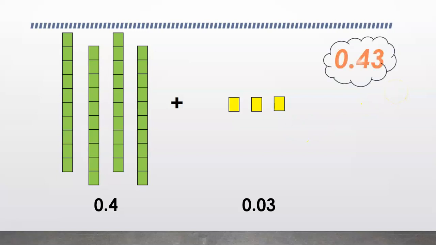Let's see another example. If I have 4 columns, then I'll put 4 in the 10th place. We've memorized it now: 4 in the 10th place. It's 0.4. 3 squares, then I put 3 in the 100th place. 0.03. Then the total number is 43/100. 43/100. Okay?